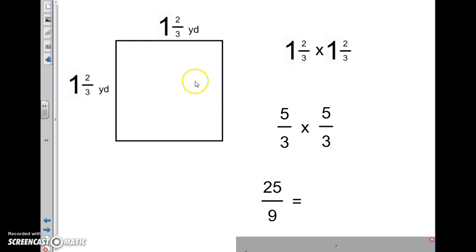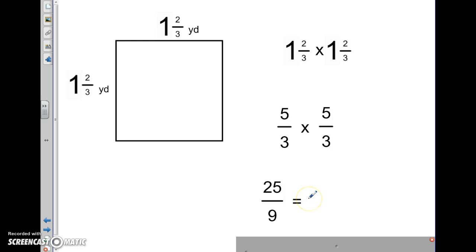So that is the area of Nike's garden, but to make it a little bit more clear and easy to understand what this area means, we're going to change this improper fraction back to a mixed number. Remember that with fractions, it's the same thing as the numerator divided by the denominator. So it's like 25 divided by 9. So how many times does 9 go into 25?